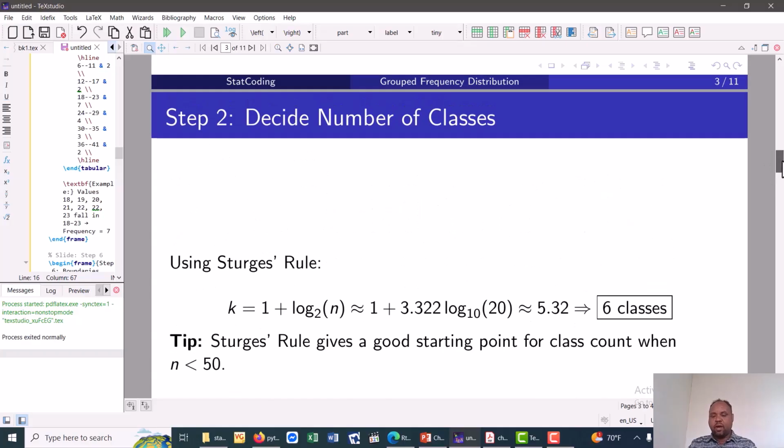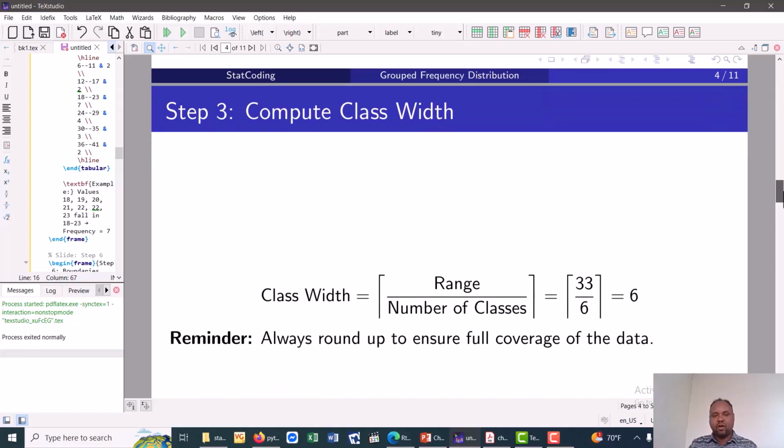So we have determined the range and the number of classes. What is left now is the class width. Class width also has its formula. Class width is determined by the ratio of range and number of classes, which is our range 33 divided by our number of classes 6, which is 5.5, and rounded to 6.